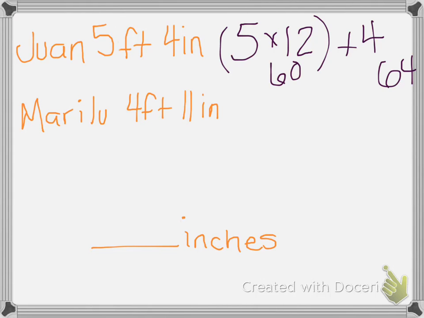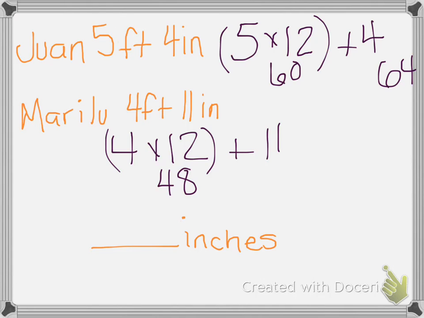So Mary Lou is 4 feet 11 inches. So again, 4 feet times 12 plus 11. 4 times 12 is 48, plus 11 is 59. Then it wants to know how many inches taller Juan is than Mary Lou. So again, Juan is 64, Mary Lou is 59, so Juan is 5 inches taller.